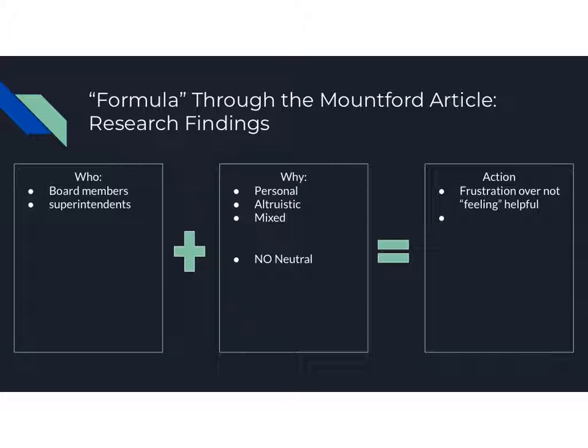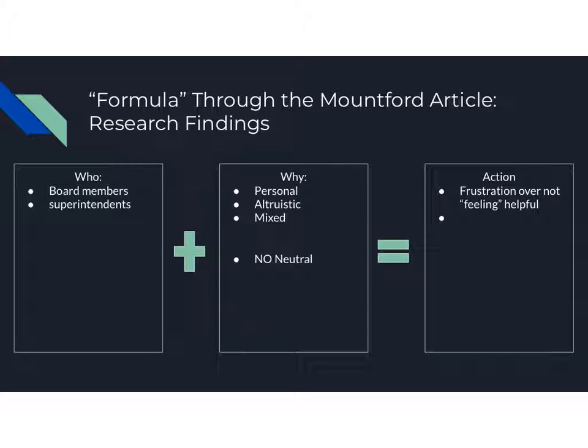So the findings. The findings from the article started to split and look at the differences between those elected board members and the superintendents. Again, they found that there were no neutrals. So like was previously self-reported back in the historical, there really is no neutral, even for any of those board members who were recruited or superintendents who were recruited. They did not find that there was any kind of neutral motivation. So it was personal, altruistic, and mixed.